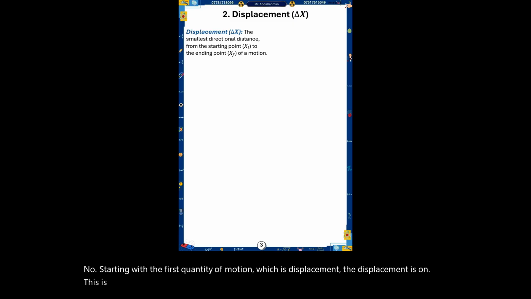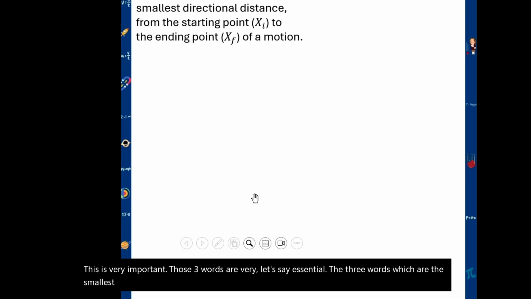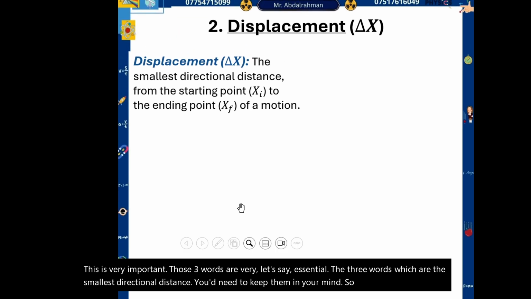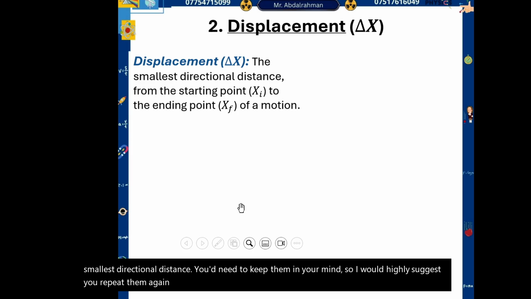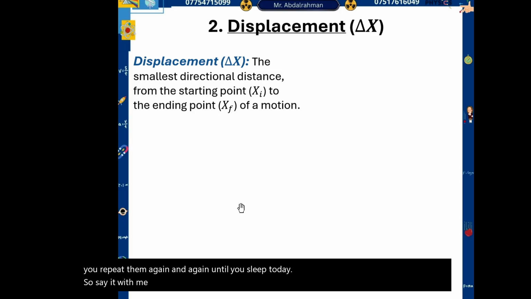Now, starting with the first quantity of motion, which is displacement. And this is very important, those three words are very essential. The three words which are the smallest directional distance. You need to keep them in your mind. So I would highly suggest you repeat them again and again till you sleep today. So say it with me again. Smallest directional distance. Each one of these words is actually meaningful.